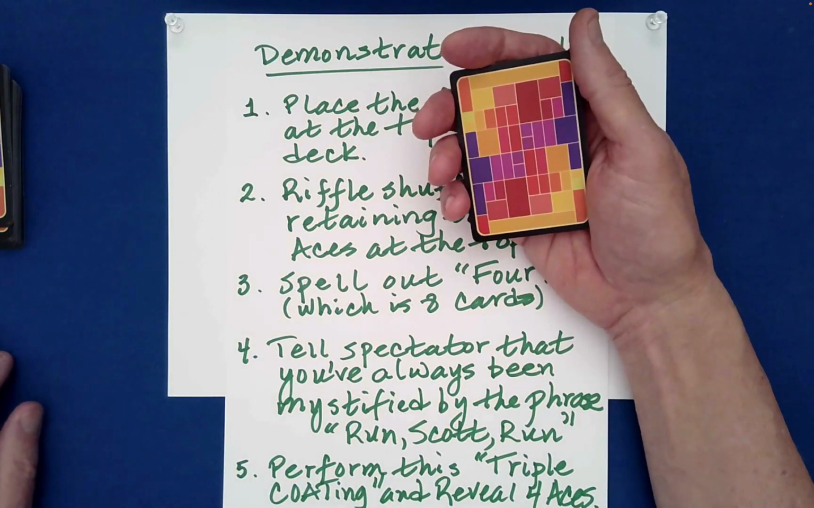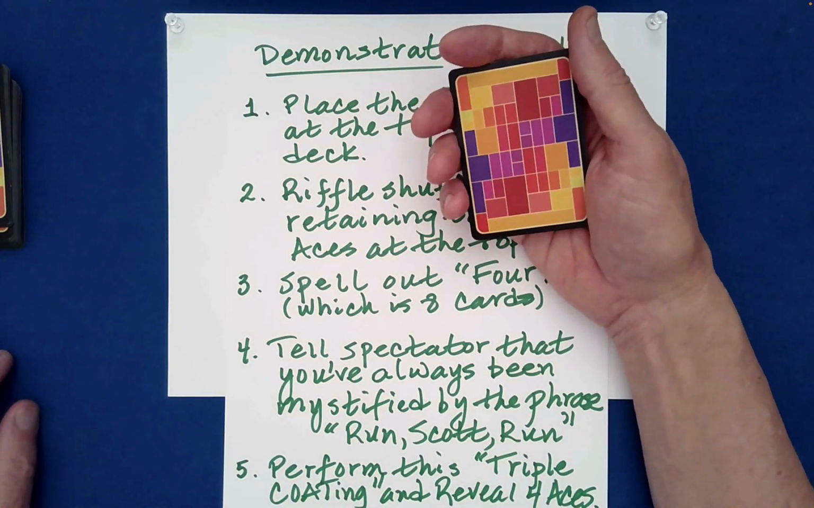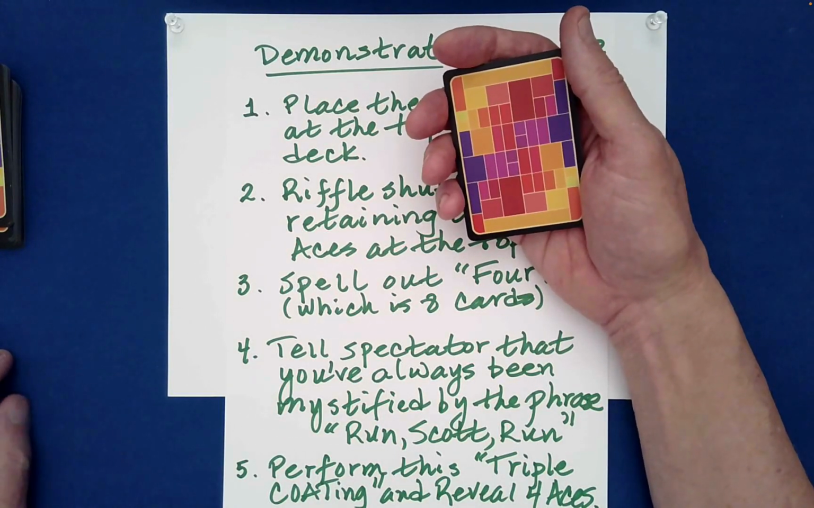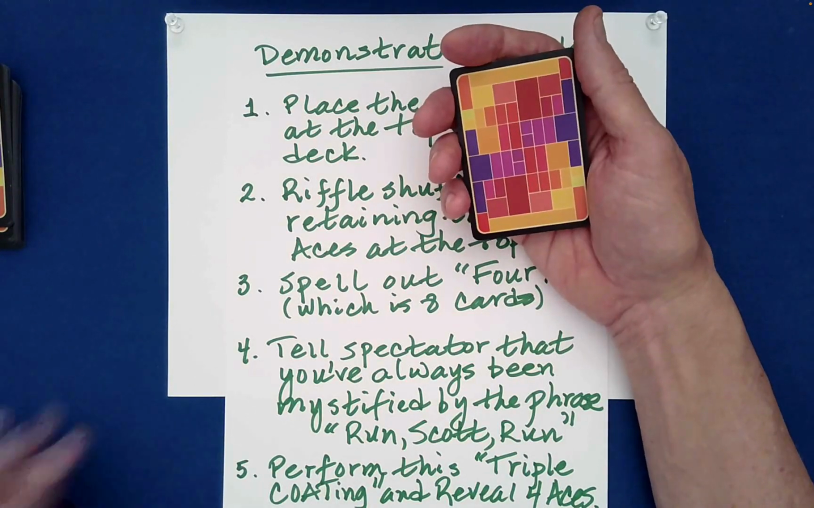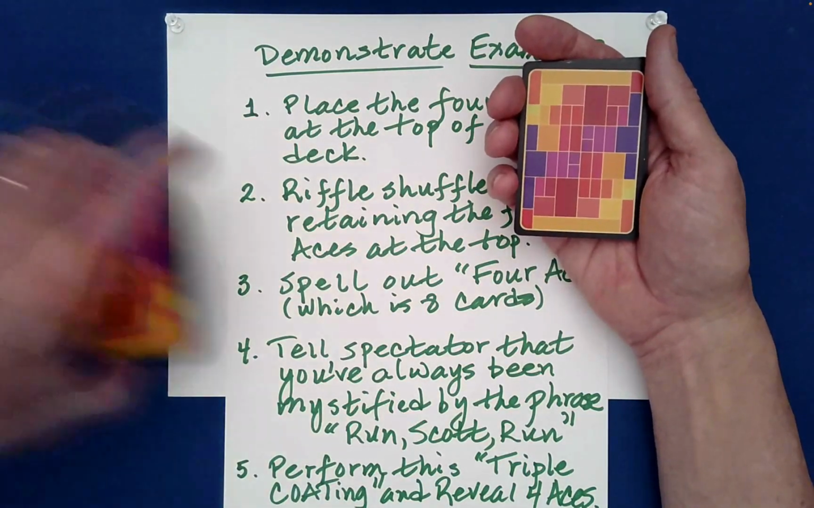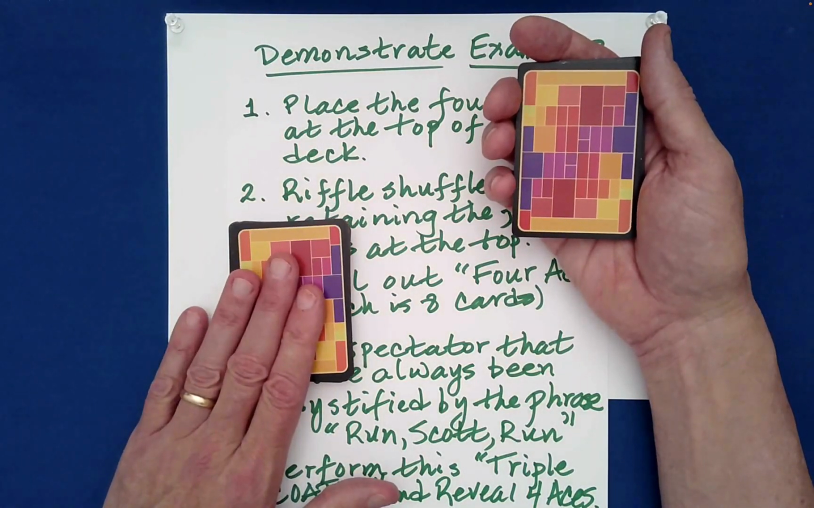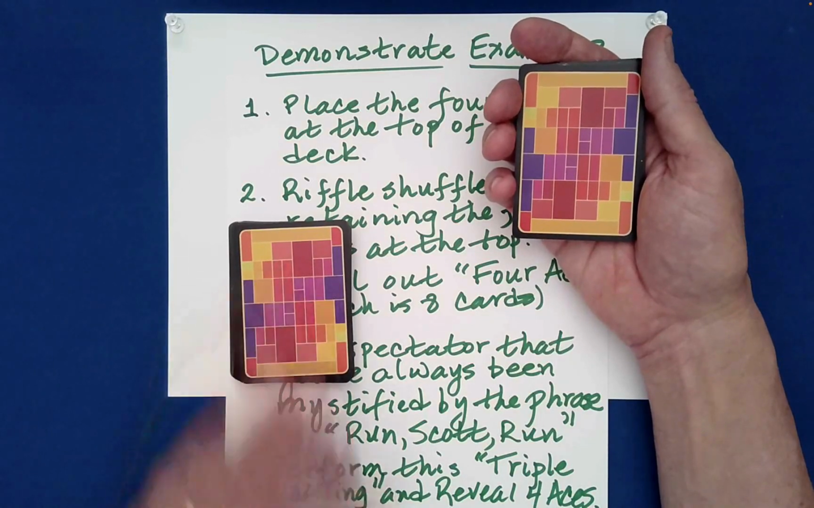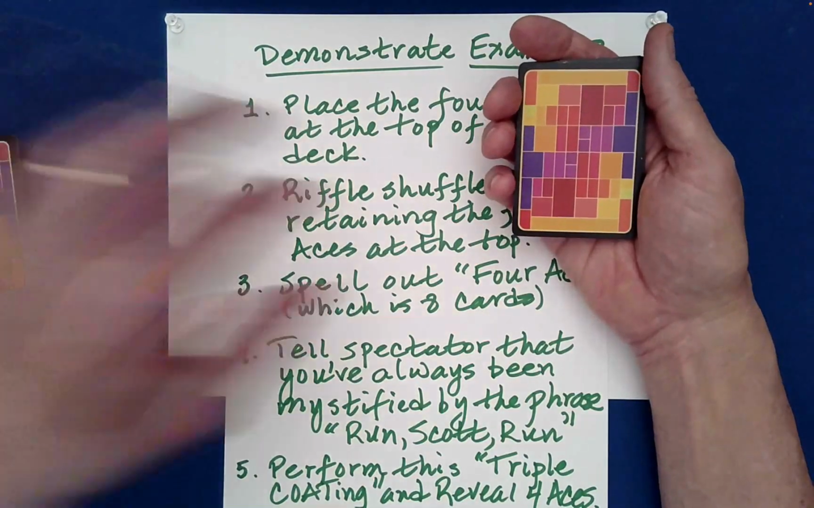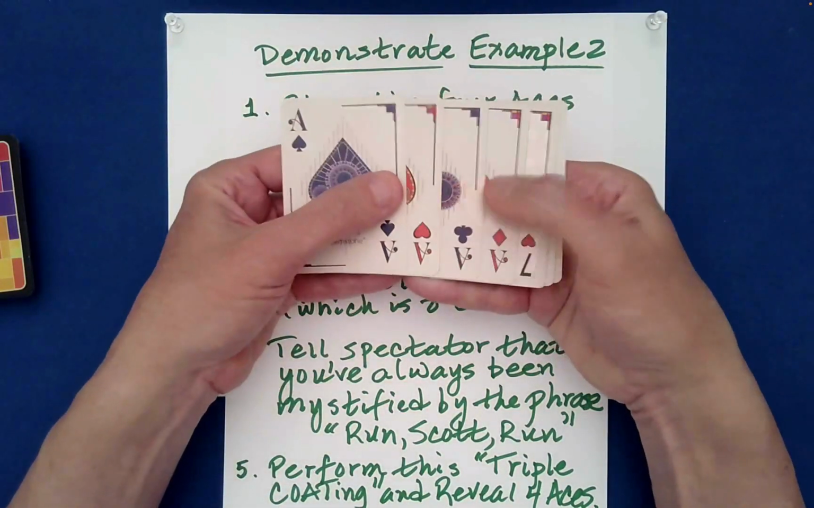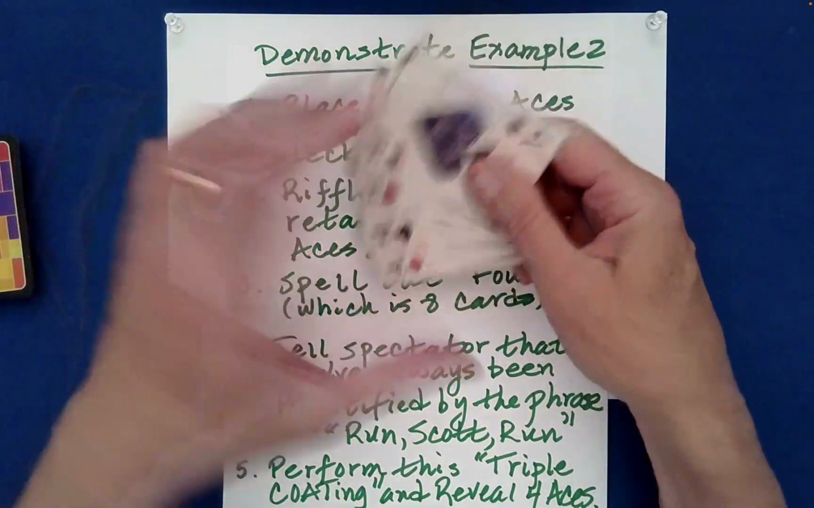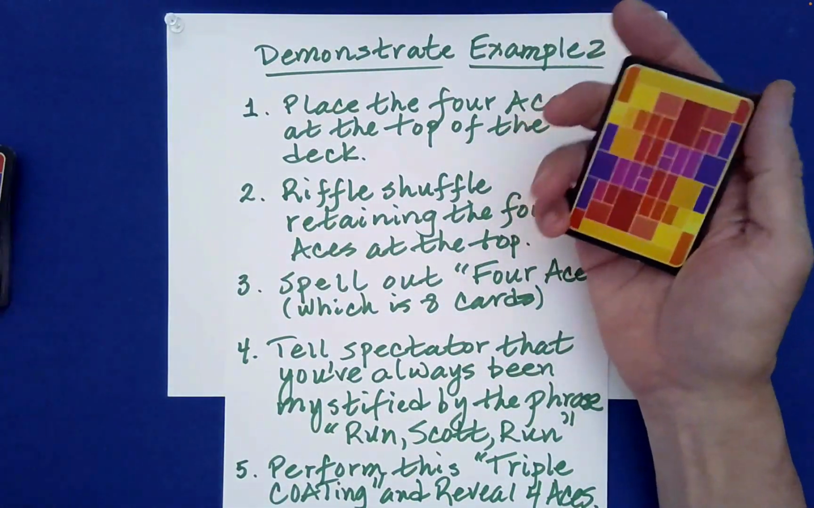Okay, so now we're going to perform this, quote, triple coding, this sandwiching of Scott between the word run. Oh, I guess I should point out, remember we had the 4 aces at the top of the deck. We retained them there through a couple of riffle shuffles, and then we spelled out 4 aces, which is 8 cards. Well, that moves the 4 aces to the bottom, right? So the 4 aces are now on the bottom of the packet of 8, right? I think you probably realize that.